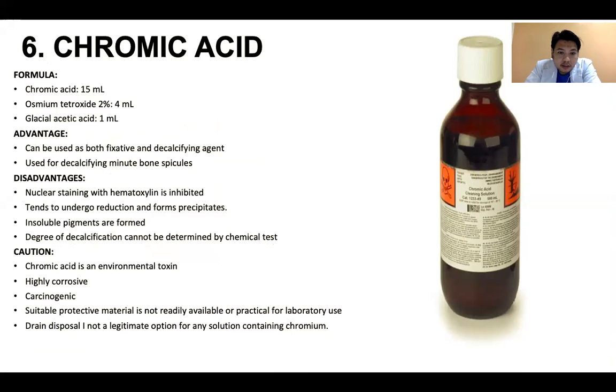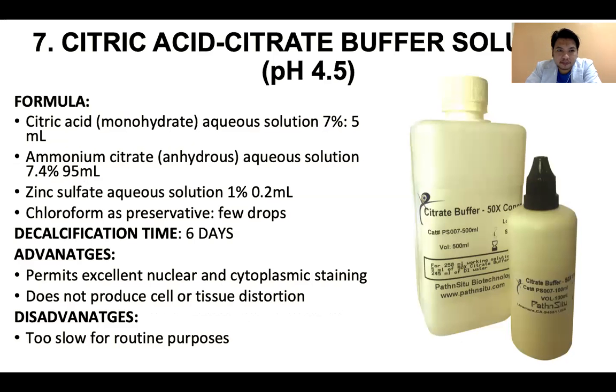So, chromic acid, as what I have said a while ago, so suitable protective, okay. Chromic acid is less being used today since it is an environmental toxin, highly corrosive, carcinogenic, and suitable protective material is not readily available or practical for laboratory use when using chromic acid. So drain disposal is not a legitimate option for any solution containing chromium. Okay. So citric acid-citrate buffer solution permits excellent nuclear cytoplasmic staining.